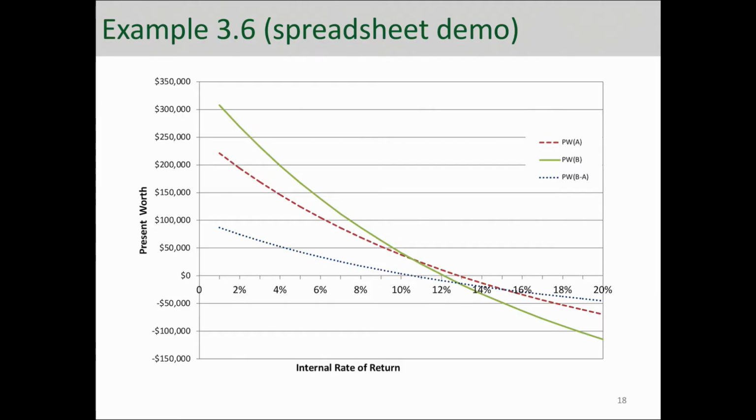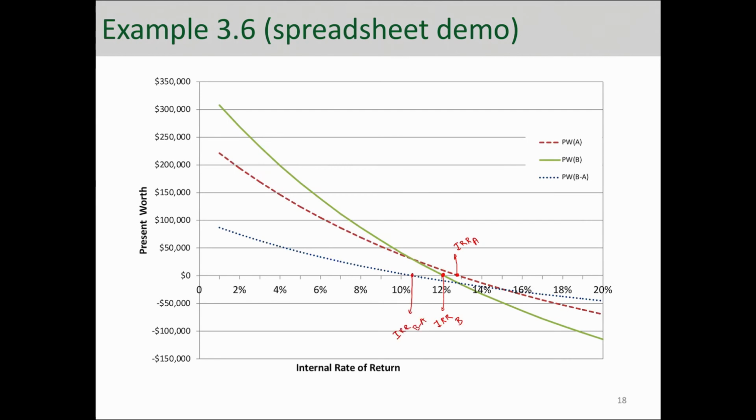Well, as you saw in the Excel demonstration, here's the IRR of B. It's when the present worth of that alternative is equal to 0, so that percentage is IRR of B. Here, this is IRR of A, because the present worth is equal to 0. And here's the IRR of B minus A.